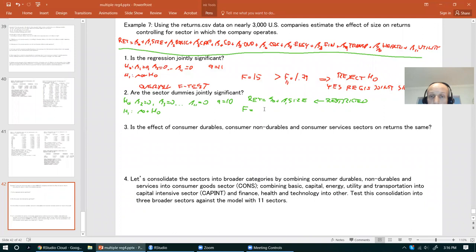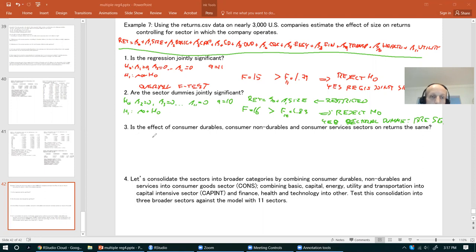So going back to our slide and annotating again, I get that the calculated statistic is 16, which is definitely bigger than the critical value with 10 degrees of freedom at the 5% level of significance, which is 1.83. And so we definitely reject H0 and conclude that yes, the sectoral dummies are statistically significant. All right, fantastic.